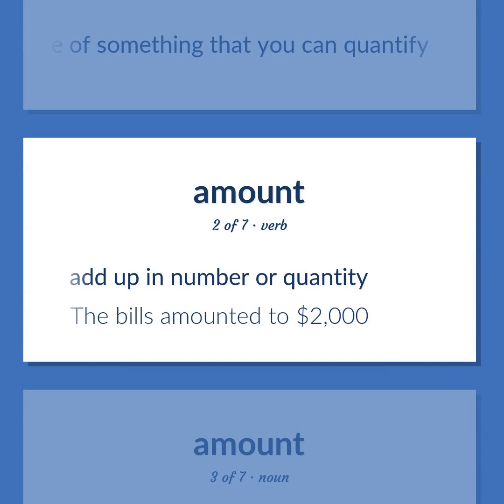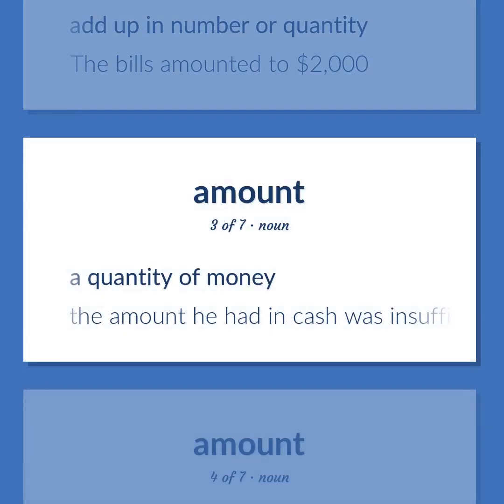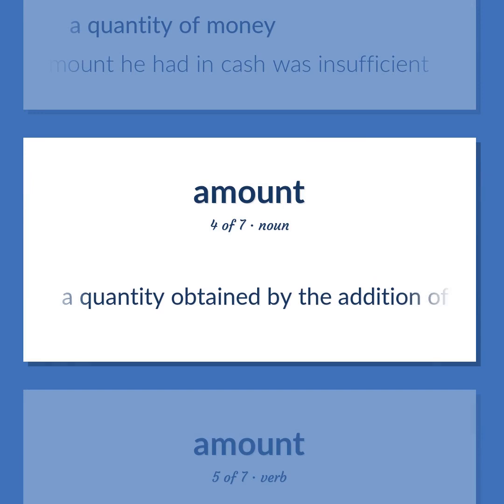Add up in number or quantity. The bills amounted to $2,000. A quantity of money. The amount he had in cash was insufficient. A quantity obtained by the addition of a group of numbers.